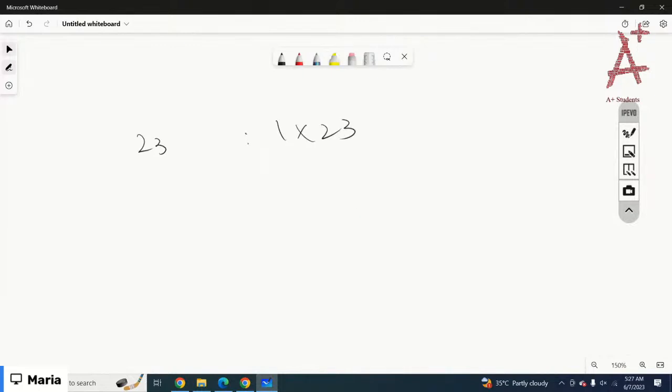1 times 23 is 23. You don't have any other number that when multiplied makes 23. So 23 has only two factors. 2 is an even number. That means 23 is not a perfect square of any number. Got it?